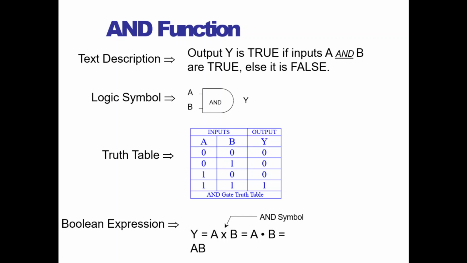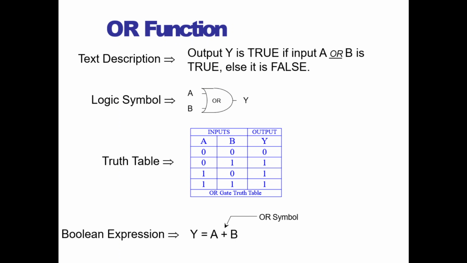Let's do a truth table. A and B: 0 0, 0 1, 1 0, 1 1. The output y: 0 times 0 is 0, 0 times 1 is 0, 1 times 0 is 0, 1 times 1 is 1. The Boolean expression will be y is equal to A times B, which is equal to AB.